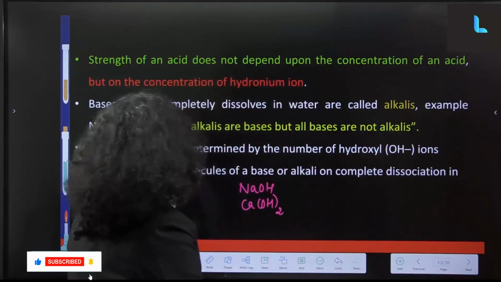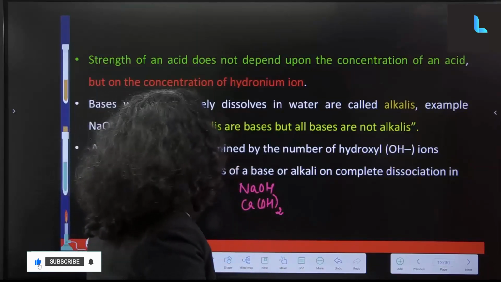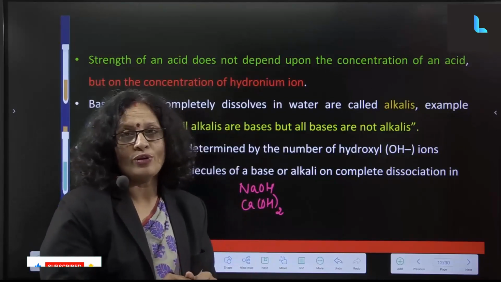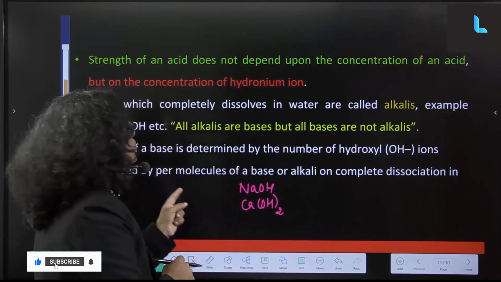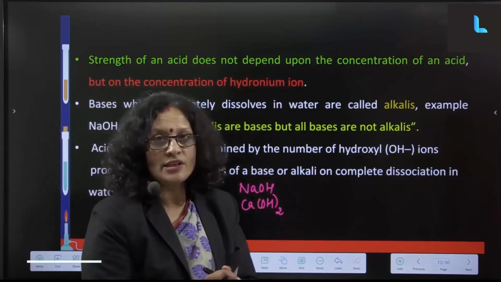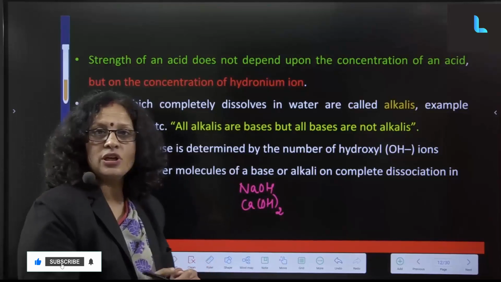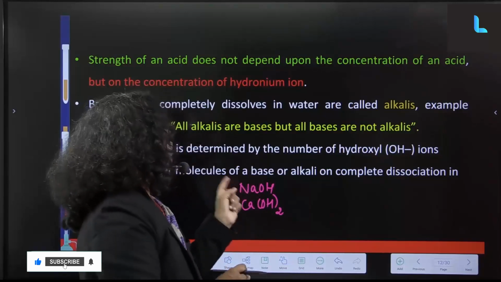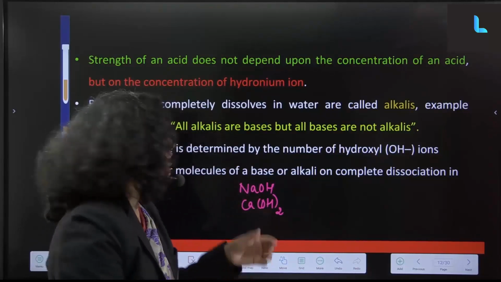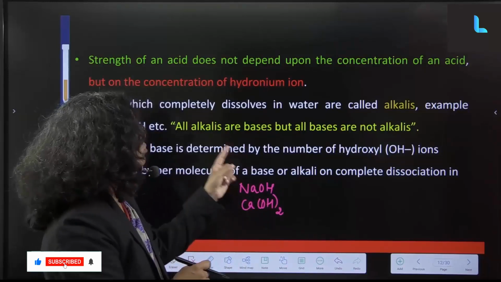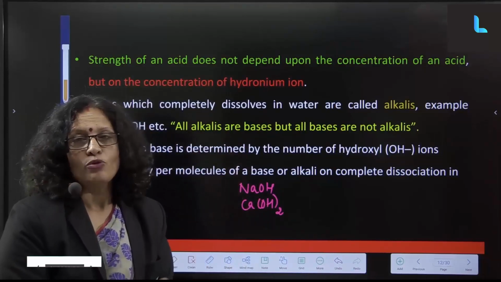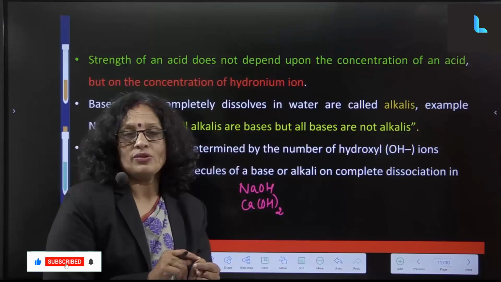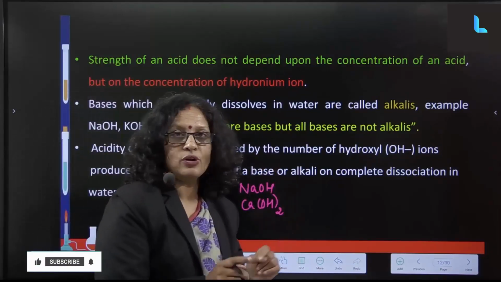Okay. Then we are saying the strength of an acid does not depend on the concentration of an acid. It depends on the concentration of hydronium ions which are obtained on dissociation. Bases which completely dissolve in water are called alkalis. Examples: NaOH, KOH are the bases. So all alkalis are bases, but all bases are not alkalis. Why are we using this statement? Because the bases which are water soluble are called alkalis. Those which are not soluble in water are not called alkalis. So that's what: all alkalis are bases, water soluble, but all bases are not alkalis.